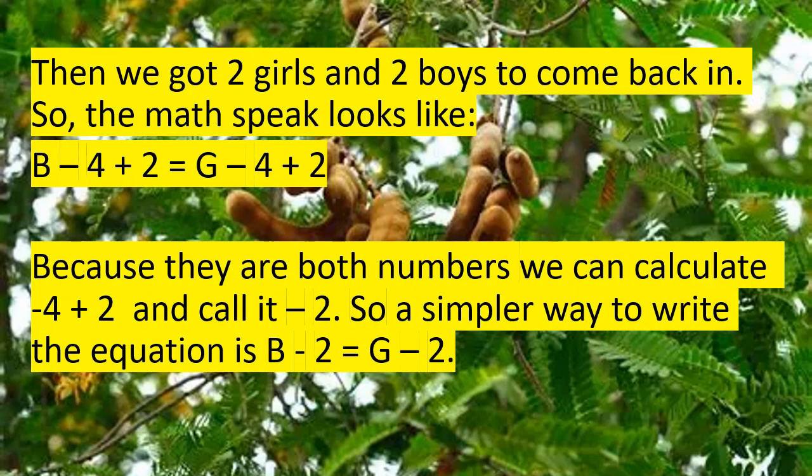Then we got 2 girls and 2 boys to come back in. So the math speak looks like B minus 4 plus 2 equals G minus 4 plus 2. And because they are both numbers, we can calculate minus 4 plus 2 and call it minus 2. So a simpler way to write the equation is B minus 2 equals G minus 2.